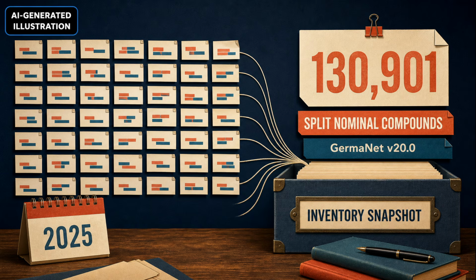The University of Tübingen's GermaNet page reports 130,901 split nominal compounds in version 20.0, a 2025 inventory snapshot. That is a real catalog count, not a claim that German has only 130,901 possible compounds, or that every new coinage becomes a dictionary entry. The number matters because it shows the scale of the pattern.